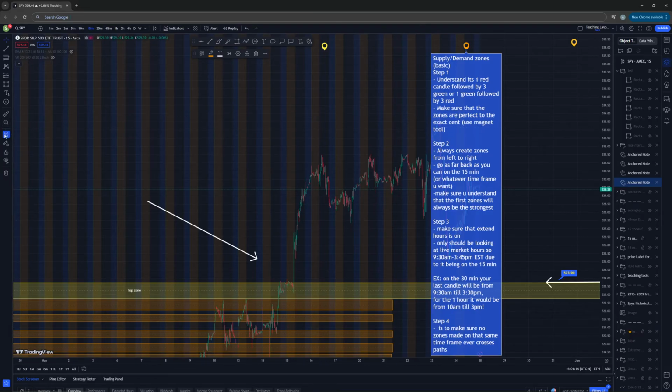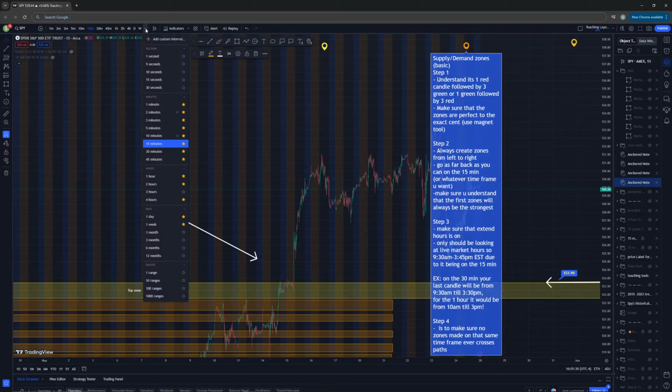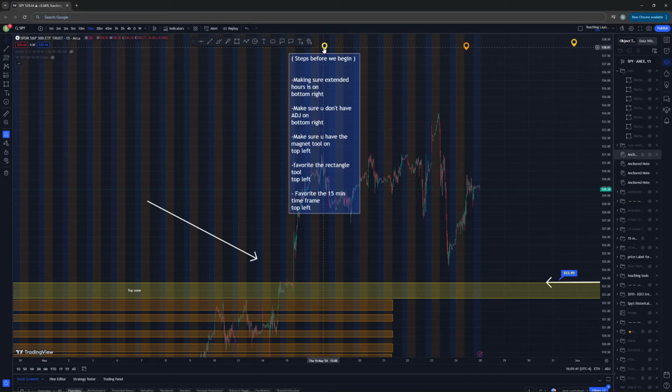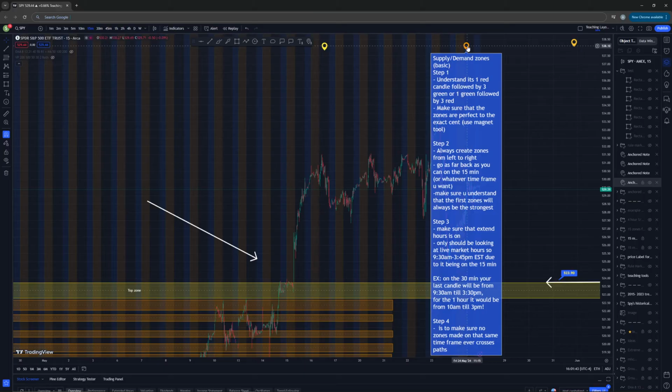Go to the top left right here, click the magnet tool. Go a little bit higher here, go to the shapes, favorite the rectangle. Now go to the top, open the time frames with this little arrow, and favorite the 15-minute. After you've done all 5 of those first steps, we can now begin with my first 4 steps.